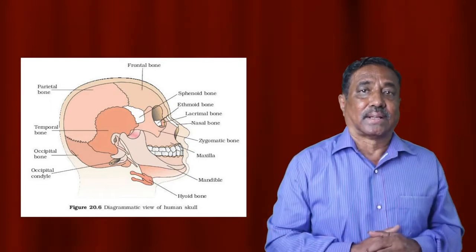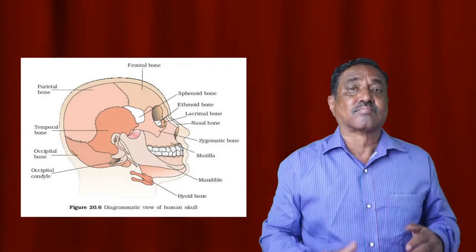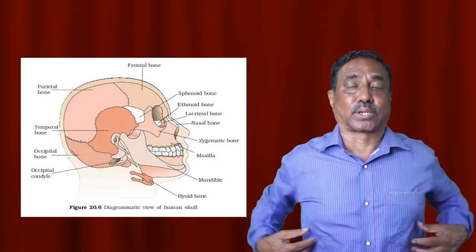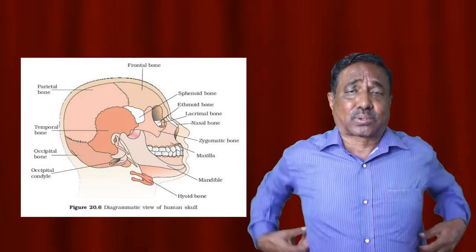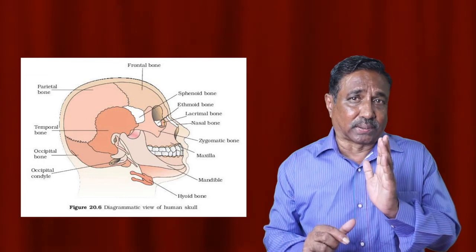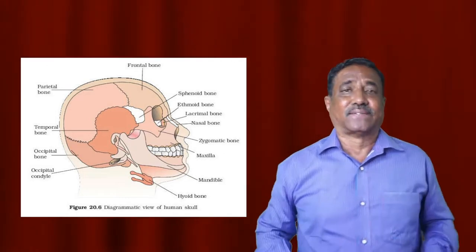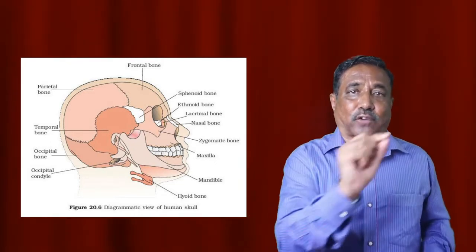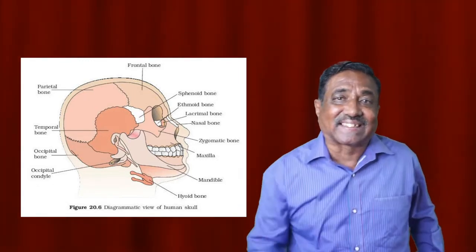So this axial system consists of 80 bones. Apart from the 29, there are 24 ribs. The thoracic cage consists of 24 ribs, and 29 plus 24 is 53. The sternum is 1 bone, that makes 54. And 26 bones of the vertebral column, CTLSC.